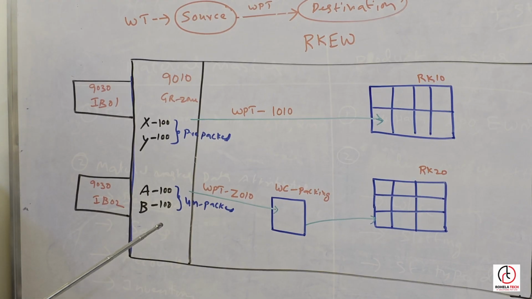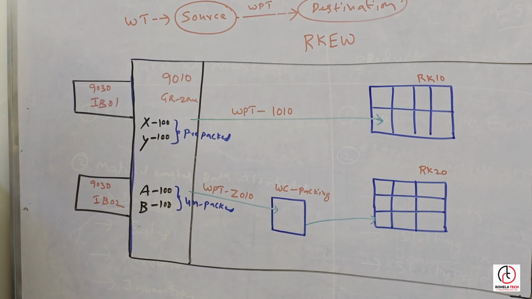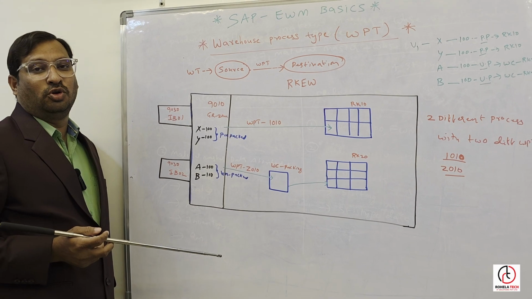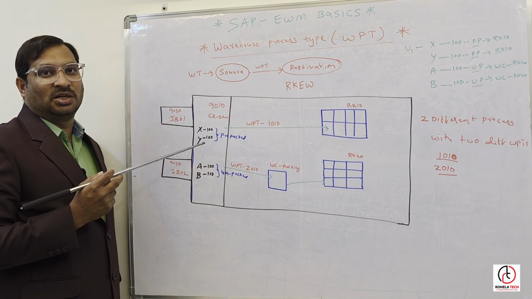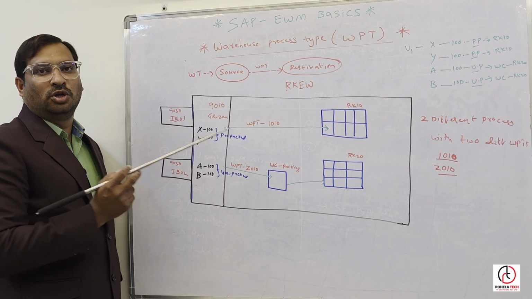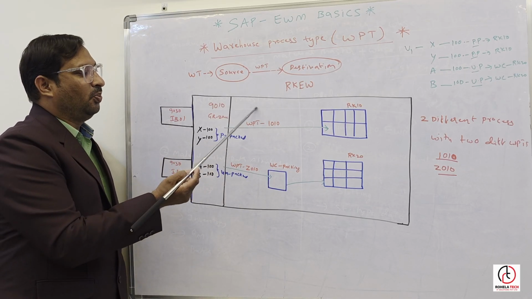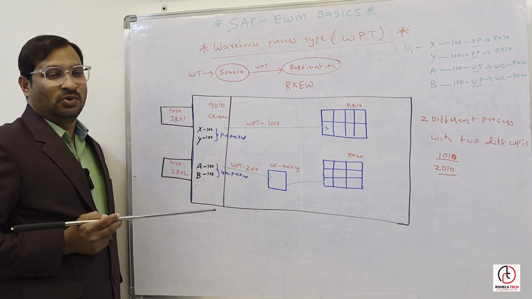So how is my system going to send these two different kinds of products, one directly into the RK storage type, the other into the work center? Which mechanism is going to work so that my system can direct some products directly into the storage type, and some of the products to the work center? Here WPT, warehouse process type, will play a significant role.